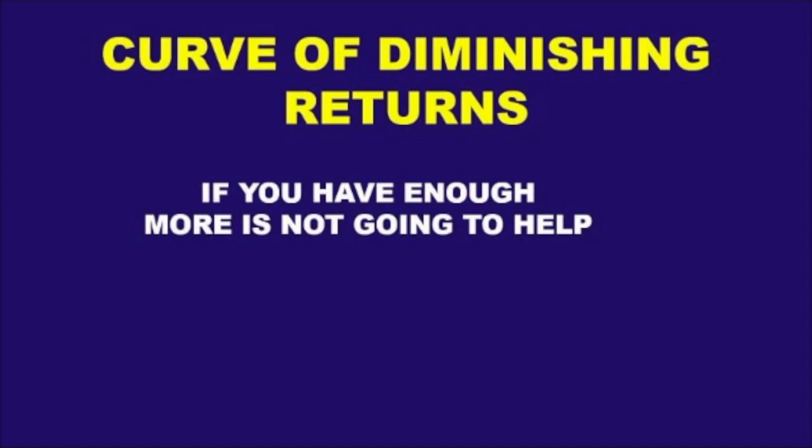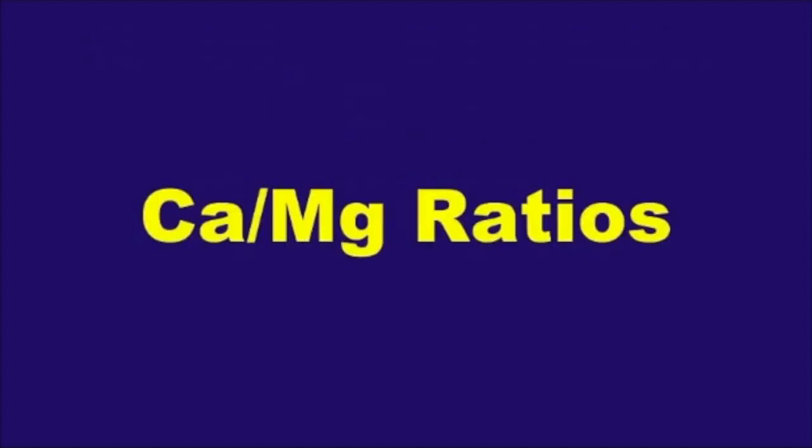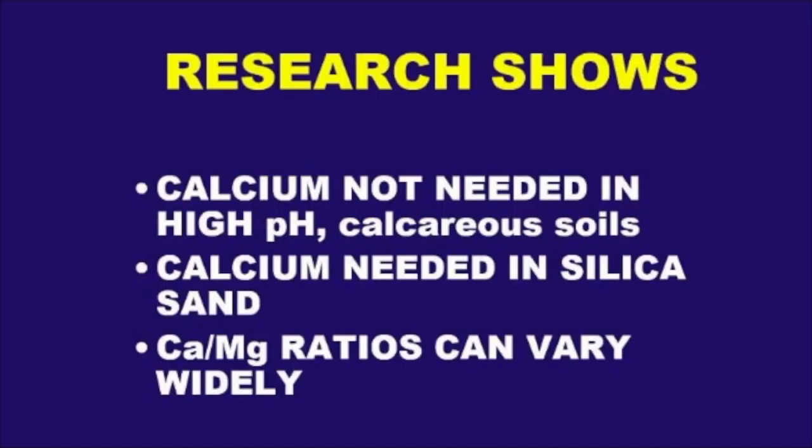Back again on the curve of diminishing returns, and let me leave you with this today, and then we'll do a little discussion. If you have enough, more is not going to help, and that goes all through life. Like I said, vitamin D. If you've got enough, more vitamin D is not going to help. It's probably going to hurt. So only where you have the deficiency should you be using these. The calcium and magnesium ratios, you can vary those through a very wide range and still grow really good turf. You don't need to spend a lot of money balancing out your calcium-magnesium ratio. And that's basically, I've summarized it here. Calcium, if you don't need it, don't use it. If you need it, use it, but use inexpensive materials.